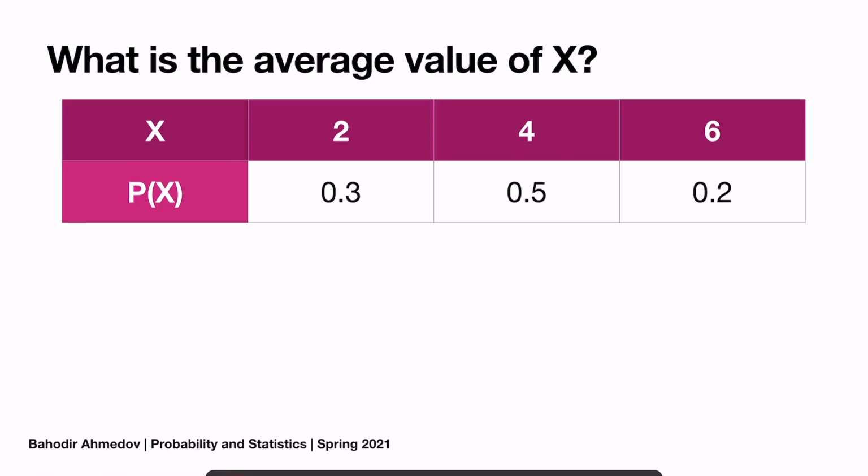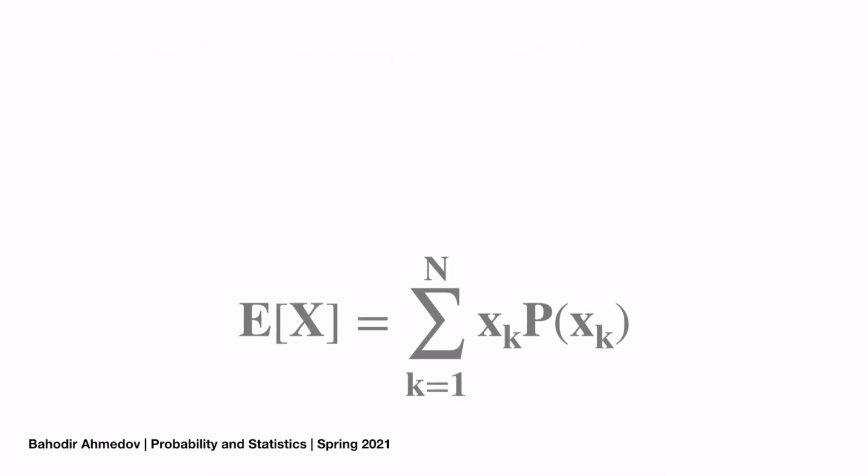What is the expected value of this random variable? The expected value of this random variable is going to be equal to 0.6 plus 2 plus 1.2. It's going to be 3.8. Okay.